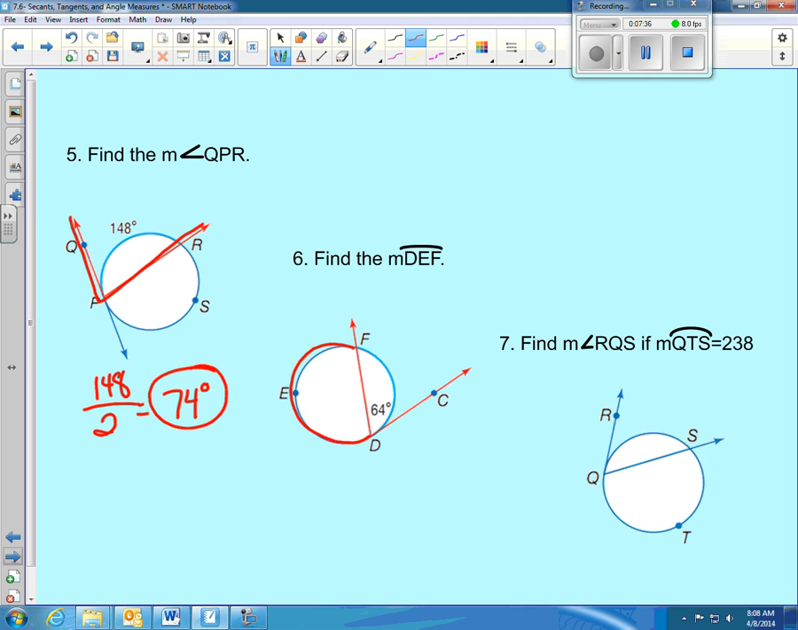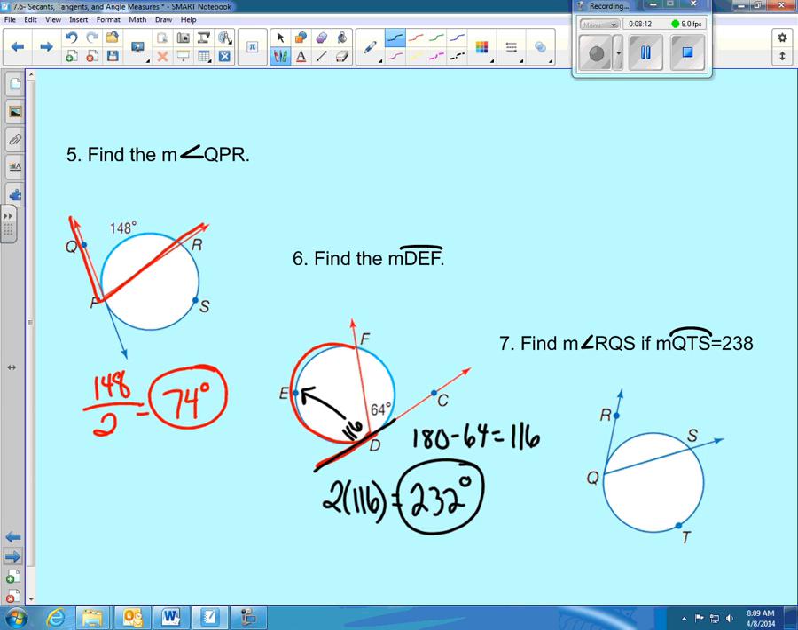A couple ways we could do this. We can find the measure of the arc DF and then take 360 and subtract that. Or we could find the angle on the other side and then multiply that by 2. I'm going to do that. So we have a straight line here, so that's 180 degrees. If I subtract my 64, we are left with 116. So this angle is 116. That means that that arc is twice as big. So 2 times 116, we get 232 degrees for the measure of the arc.